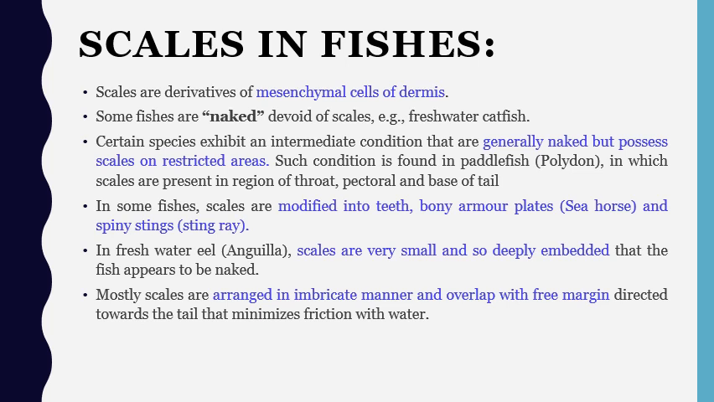In some fishes, scales are modified into teeth or bony armor plates and spiny stings. जैसे कि stingrays में जो spine है वो is the modified form of the scales. In some freshwater eels, Anguilla, the scales are very small and so deeply embedded that they appear as naked fishes. Most scales are arranged in an imbricated manner, overlapping, with the free margin directed towards the tail, so as to minimize the friction with the water. These are the scale conditions present in the fishes.